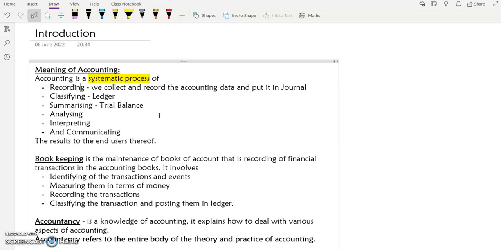All right, what is the first one? Identifying the transaction events. We are not going to record everything. Let's say if I am starting a business and I signed a lease, that is a rent agreement with the owner from where I am renting the shop. So if I'm just signing the lease paper or rent agreement, it is not a transaction. It is not constituting any money inflow or outflow.